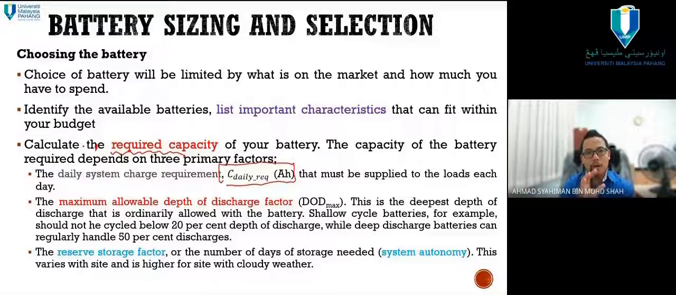And that's one thing. The second one is the maximum allowable depth of discharge factor. We call that DOD.